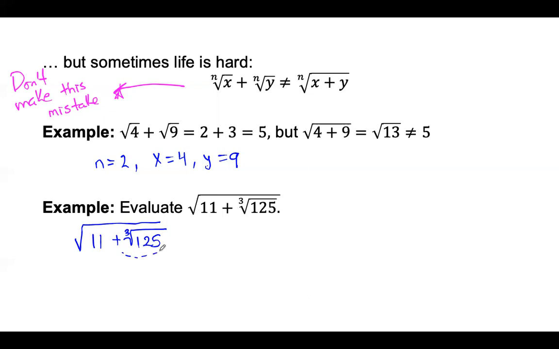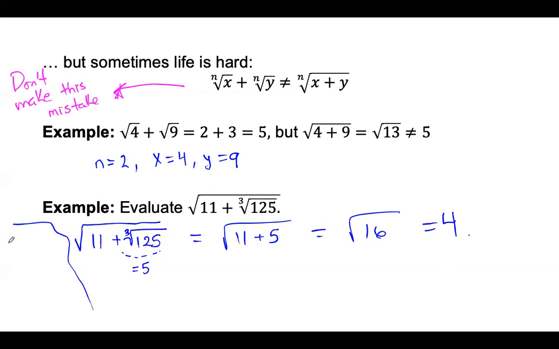So inside, what do we get here? 5. So then this is equal to the square root of 11 plus 5, which is then the square root of 16, which is equal to 4. If this helps you, I'll write a little side note: the cube root of 125 is equal to x. So x to the power 3 equals 125, therefore x must equal 5.